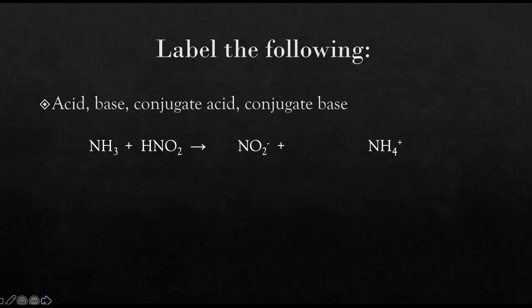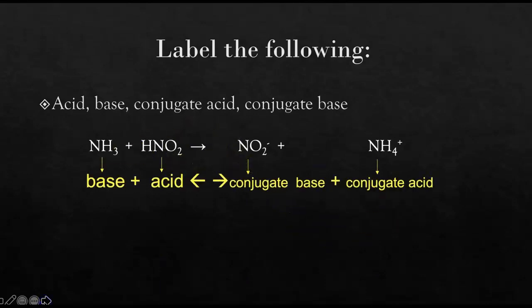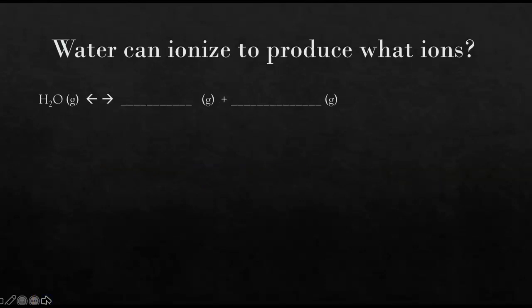How about this one? Can you label the chemical species in this neutralization reaction? And so hopefully you said, as you looked at each one, you figured out that HNO2, hydrogen nitrite, nitrous acid, is our acid, and there is our base, and there's our conjugates as products.